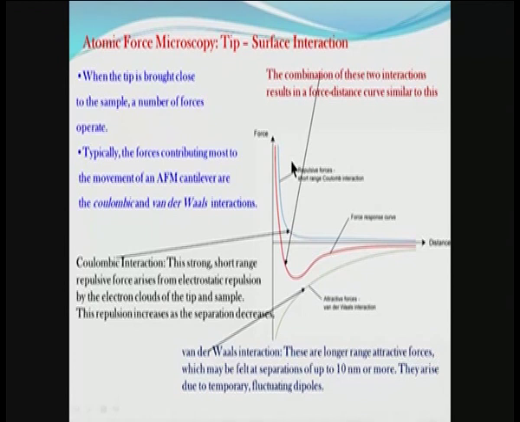When these two, Coulombic and van der Waals forces, are summed, what you get is the resultant force, shown in red over here. This resultant force is attractive except when the separation is very small, when it becomes repulsive. So, the combination of these two interactions results in the force distance curve that is shown here. This is the kind of force separation curve that is involved in a cantilever tip being brought close to a surface, as in an atomic force microscope.